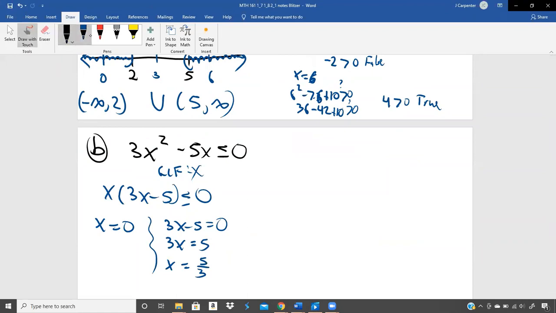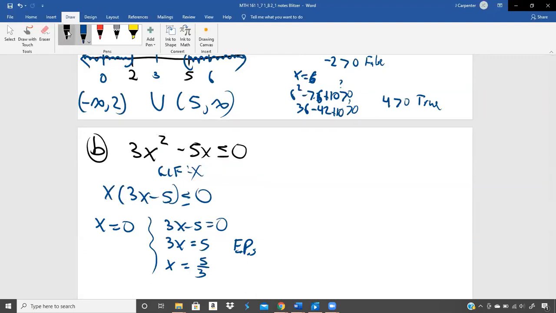So those are our end points. They are not solutions. They may be part of a solution. They weren't last time. See, the 5 was not a solution, the 2 was not a solution. It went right up to them, but didn't include them.